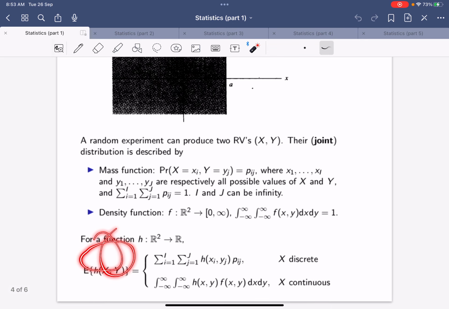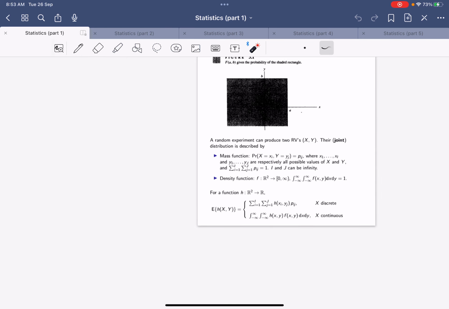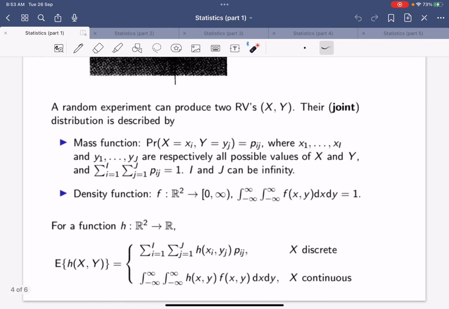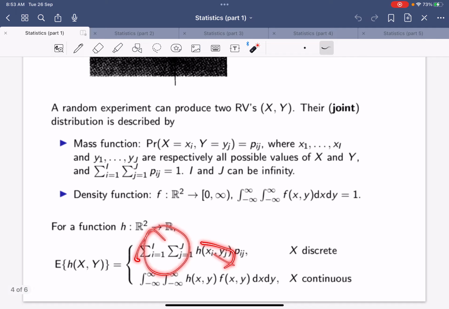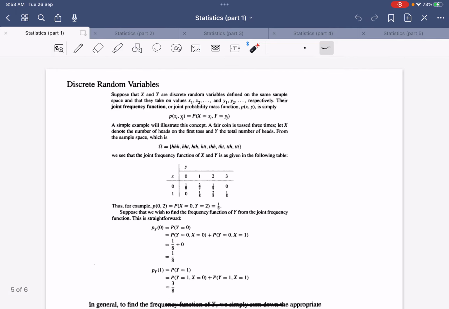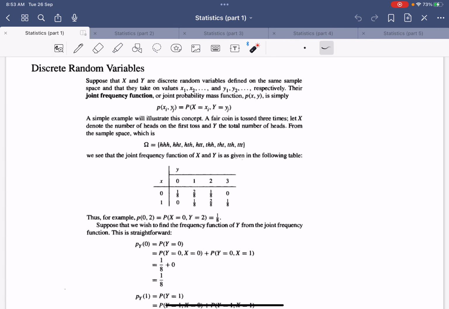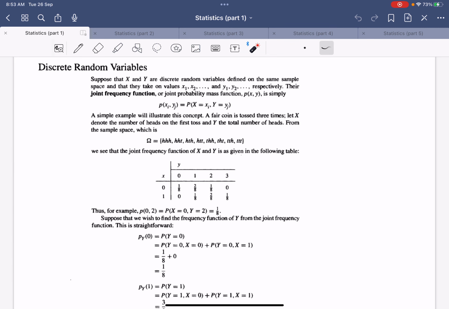For expectation, you just take a double sum, and likewise for the continuous case, you just do the double integral. So you can see the formula is the same, but now you just have this double, because now you have two random variables.